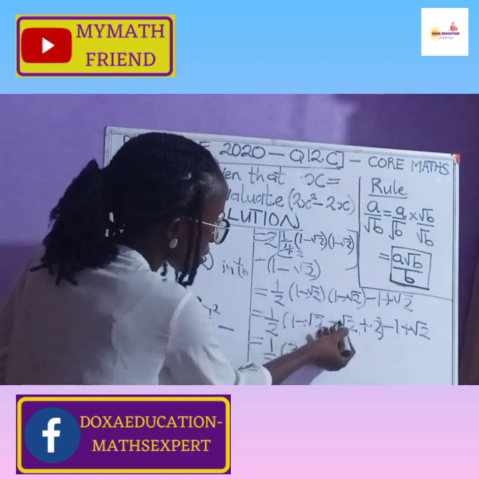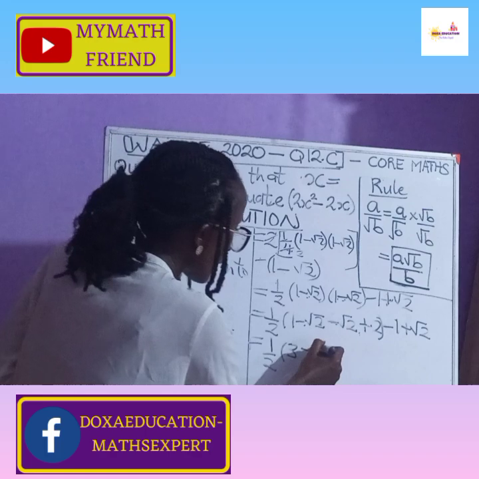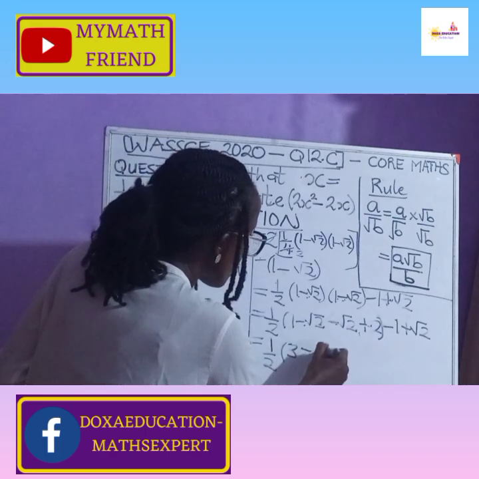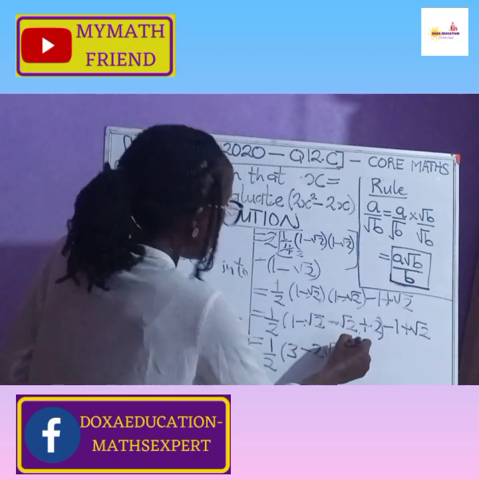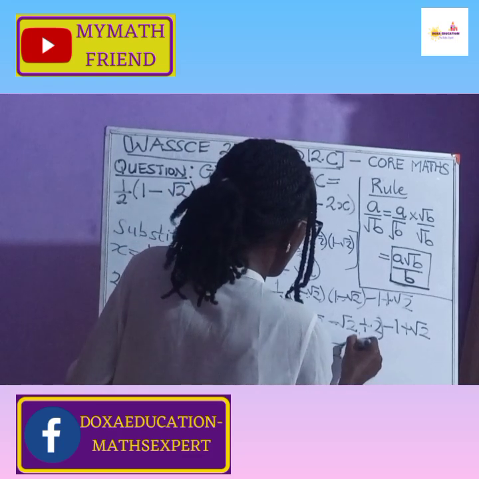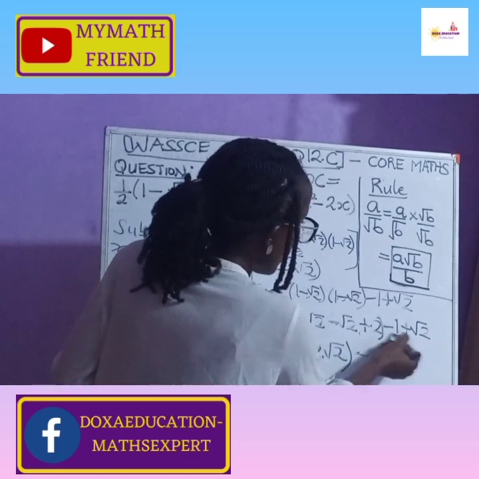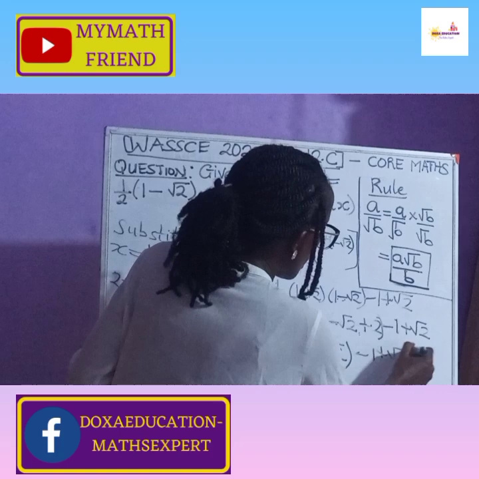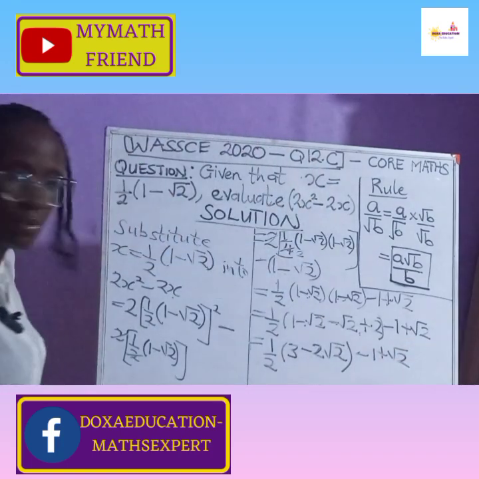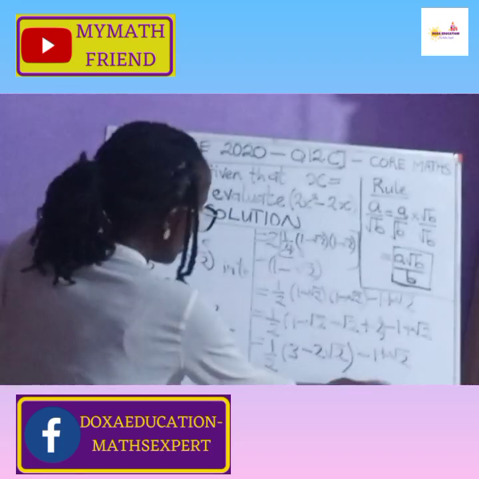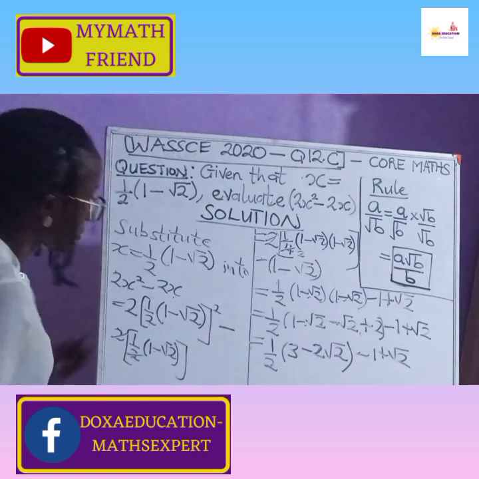So you can subtract what is outside. Minus 1 plus minus 1 is minus 2. So you have minus 2 root 2. Good, like this. Then you still write your minus 1 plus root 2. Very well. You see that? Good. Now, what is the next step from here?